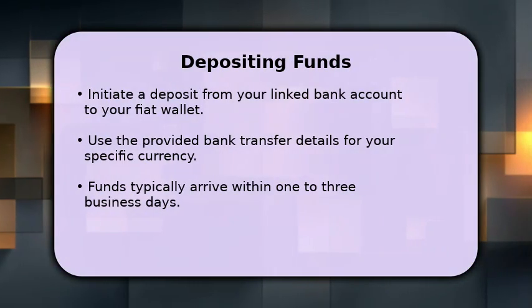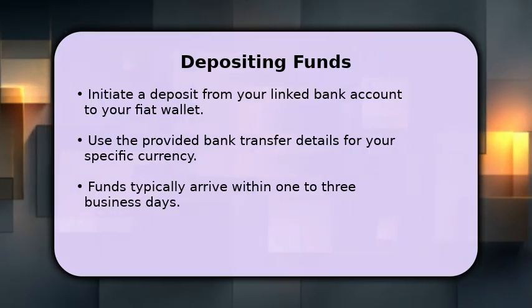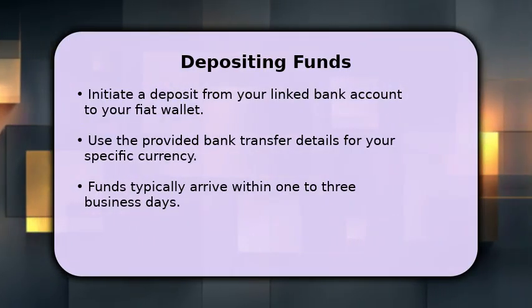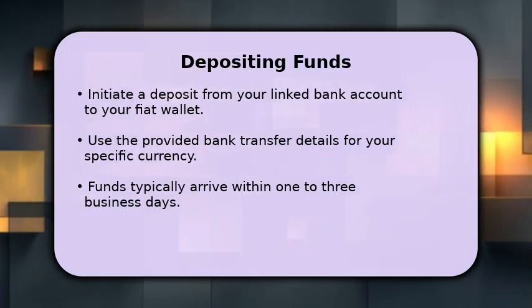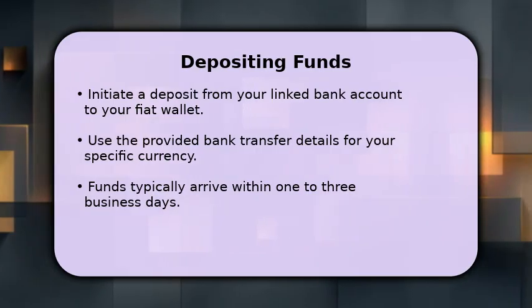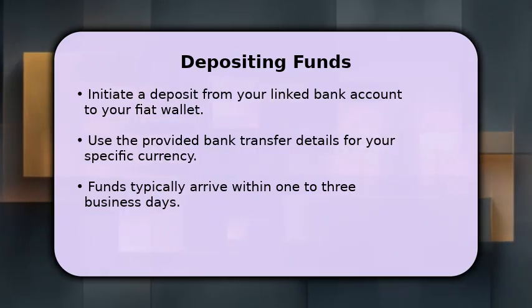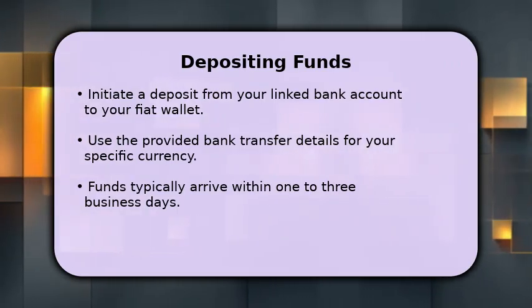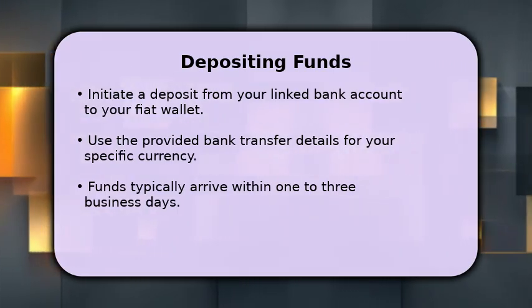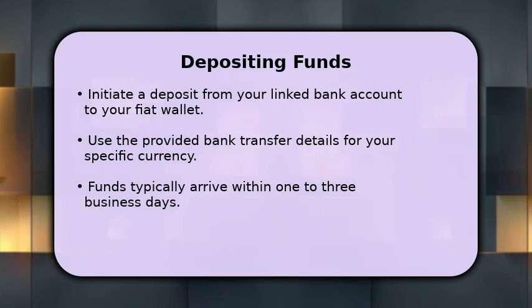Once your bank account is linked, you can initiate a deposit. In your Fiat wallet, select Deposit and choose your linked bank. The app will provide you with specific bank transfer details, including account numbers and routing information. Use these details to make a transfer from your bank. Deposits usually take 1 to 3 business days to reflect in your crypto Fiat wallet.